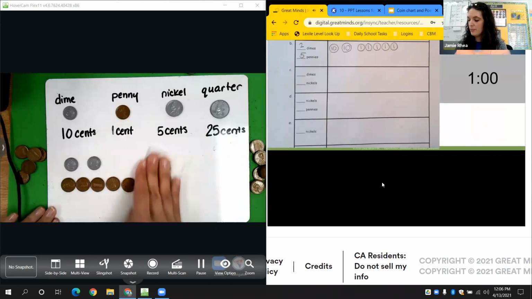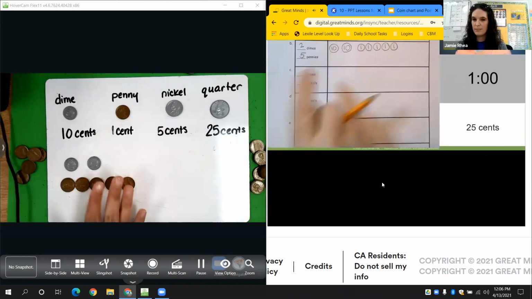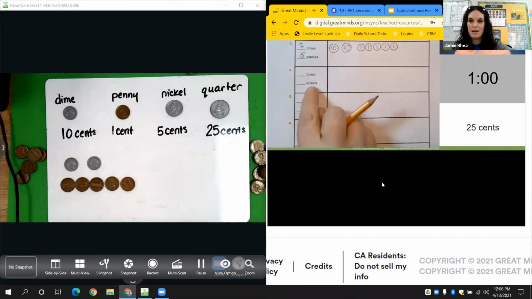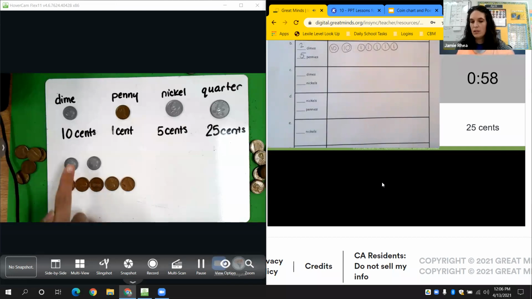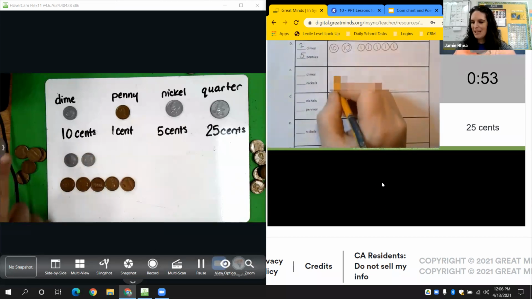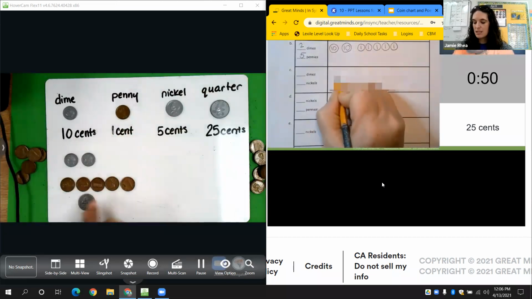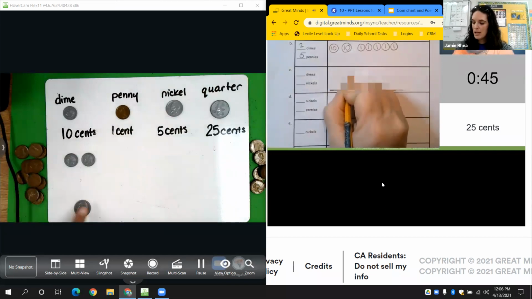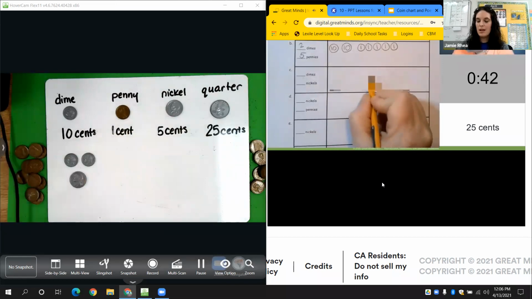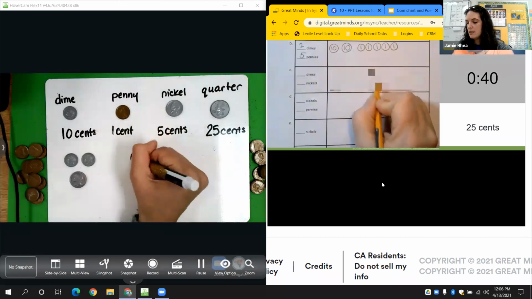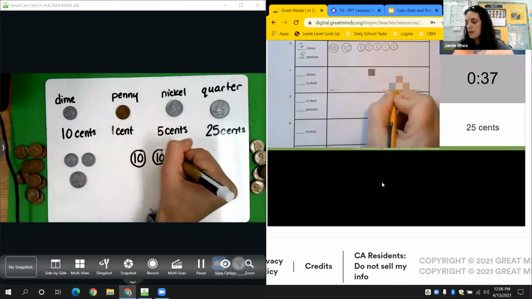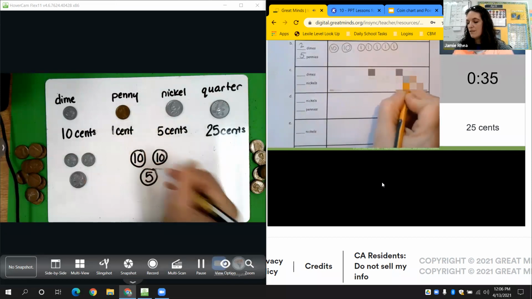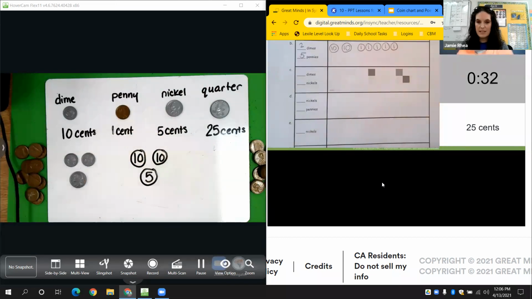Now I will give you 1 minute to make 25 cents using dimes and nickels. Ready? Go. I know I have my 2 dimes to make 20. Can I change my 5 pennies for 1 nickel? Yeah, because 1 nickel is 5 cents and that's 5 pennies. So I can take those 5 pennies off and I can have 1 nickel. So now I have 10, 20, 25. I made 25 cents.